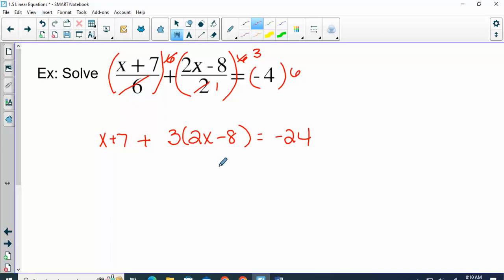All right. Now is this an equation we can easily solve? Why don't you guys try to solve that?